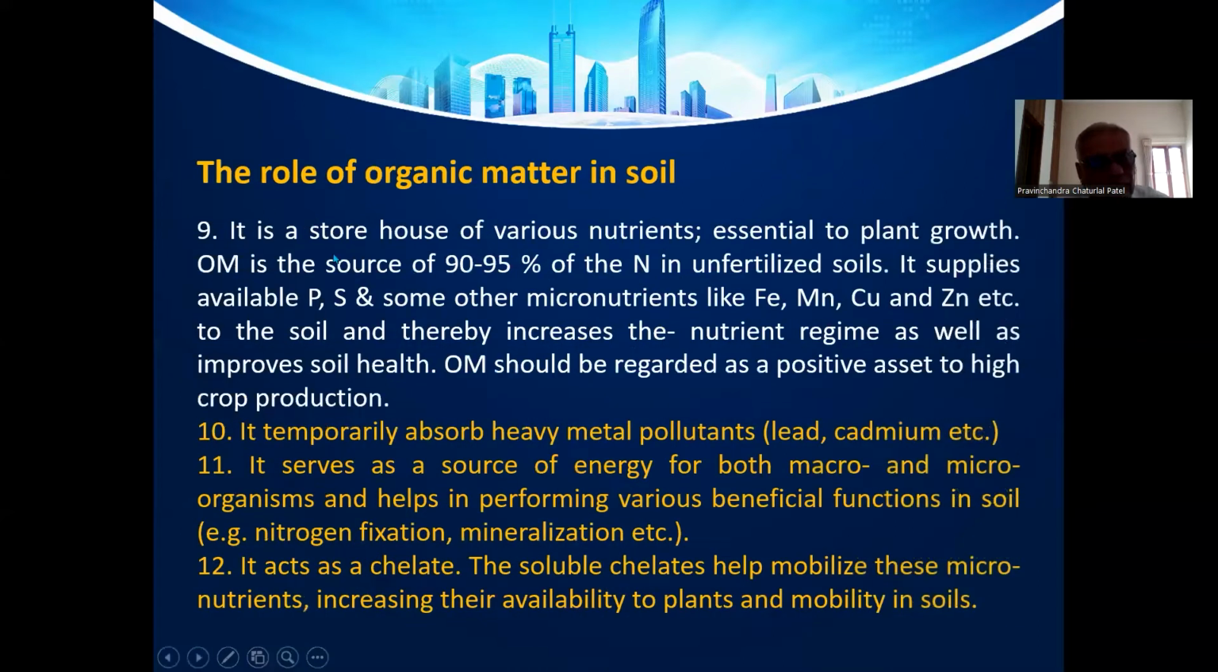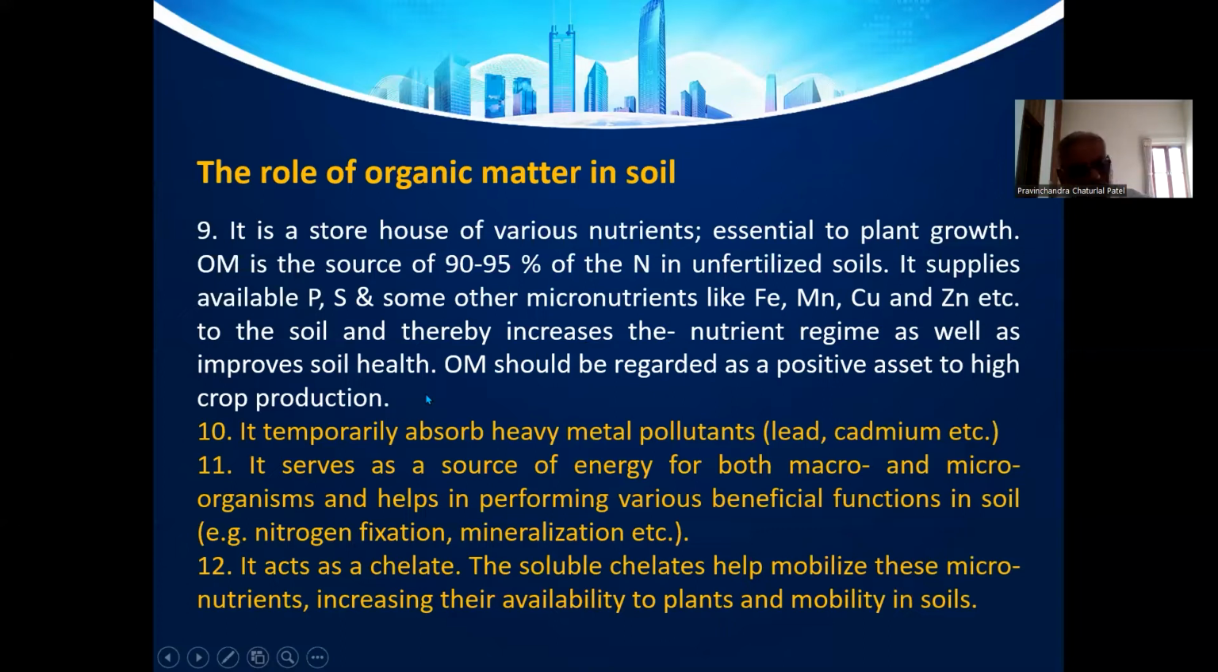And number 9, it is a storehouse of various nutrients essential to plant growth. Organic matter is the source of 90 to 95% of the nitrogen in unfertilized soil. It supplies available phosphorus, sulfur, and some other micronutrients like iron, manganese, copper, and zinc, etc. to the soil and thereby increases the nutrient regime as well as improves soil health. Organic matter should be regarded as a positive asset to high crop production.